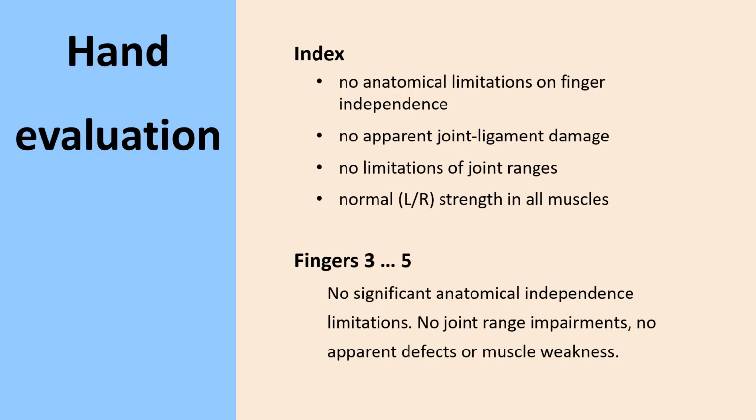In the hand evaluation, the index showed no anatomical limitations on finger independence, no apparent joint ligament damage, no limitations of joint ranges or hyperlaxity, and normal strength in all muscles in left-right comparison. Moreover, no significant anatomical independence limitations, joint range impairments, apparent defects, or muscle weakness were present in the other fingers.